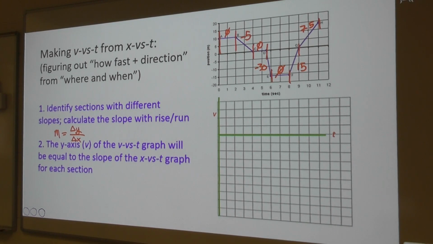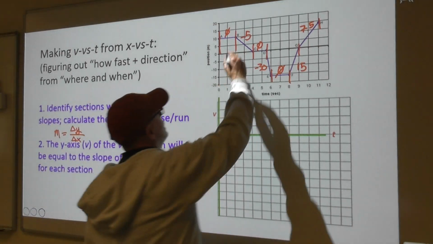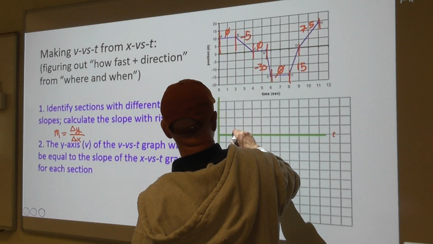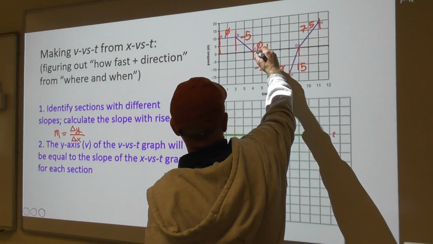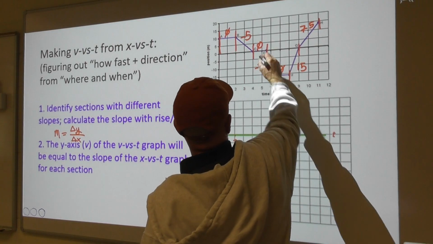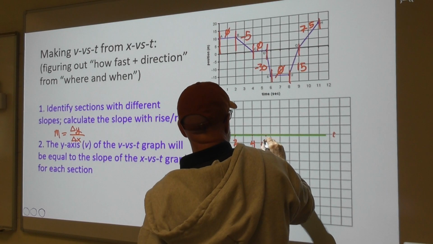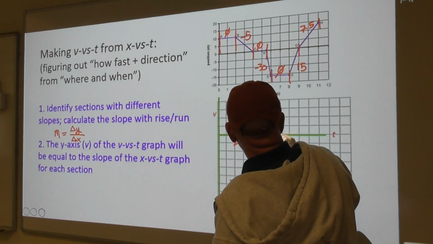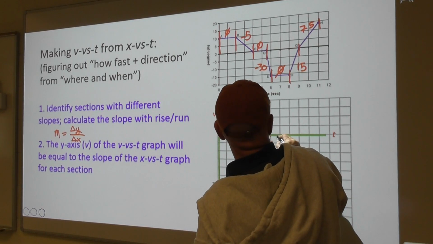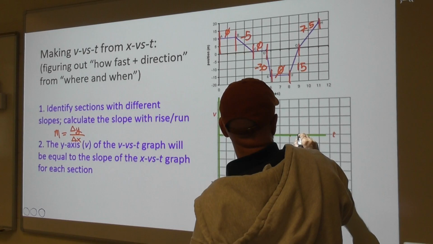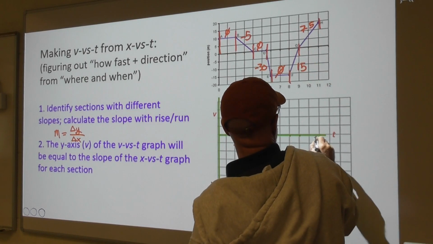And then to make the velocity versus time graph, you just plot the slope for each section during the appropriate times. So I have one section between 0 and 2 seconds. I have one section between 2 and 4 seconds. I have one section between 4 and 5.5 seconds. One between 5.5 and 6. One between 6 and 8. One between 8 and 9. And one between 9 and 11.